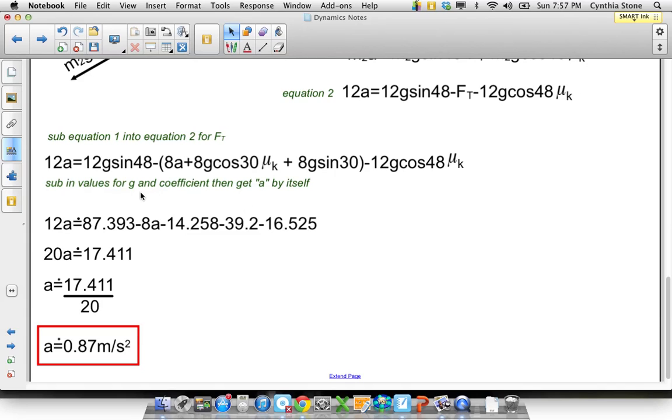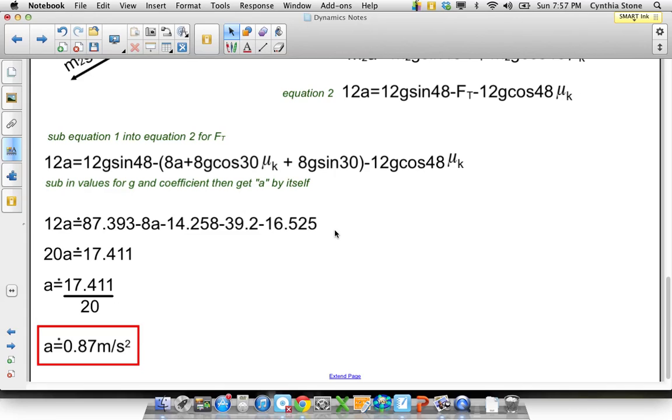So I'm going to sub in the values for g and the coefficient, 0.21. So pretty much here, in this step, 12a stays the same. This is 12 times 9.8 times sine 48. Okay, that's what this is. There's my minus 8a. This becomes a minus, because a minus is positive. 8 times 9.8 times cos 30 times 0.21 is 14.258. So this here is just this. 8 times 9.8 times sine 30 is right here. And again, these are all just numbers, and it's 16.525, I'm rounding at points here.